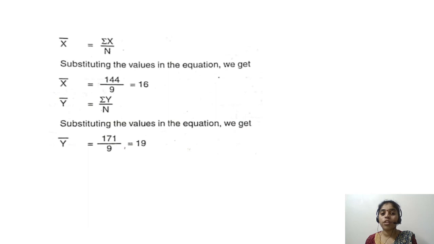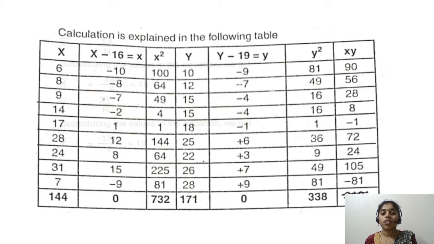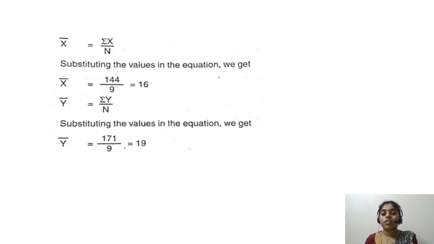First we should find what is our x bar, that means the x mean value, summation x by n. Substituting the values in the equation, first we need to create a table including x, small x, x square, y, small y, y square and summation x into y. First from the x series let us find summation x. It is 144. So x bar is equal to 144 by n, n is equal to 9, that means we have 9 pairs, therefore 144 by 9 is 16.